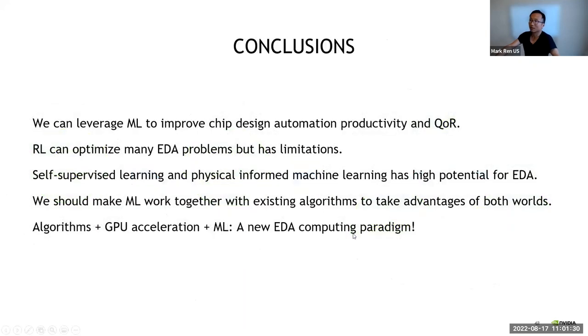Okay, so then I briefly talked about leveraging machine learning to improve chip design automation. I talked about reinforcement learning, self-supervised learning, and physics-informed machine learning, and I think machine learning should work together with existing algorithms. And I think we need a combination of paradigms and a new computing paradigm for EDA. All right, that's all.